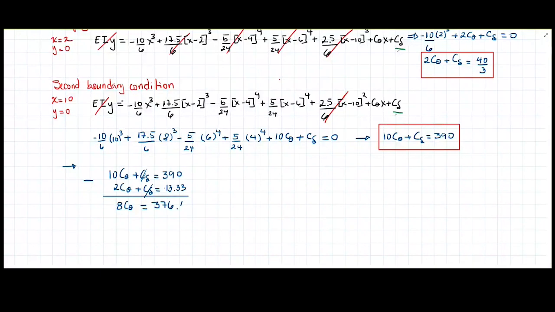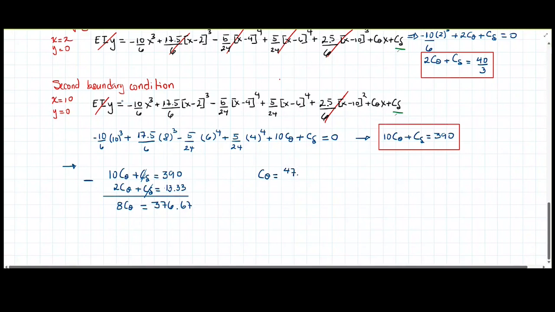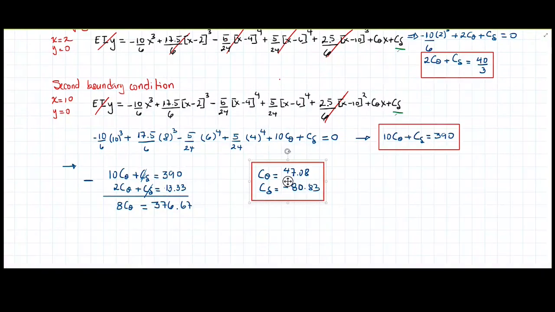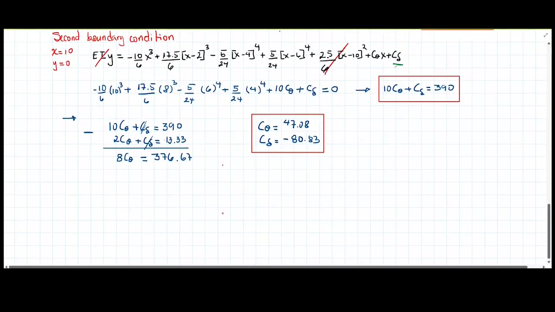It's 376.67. Then if you do the whole math in this, you're going to find out that C theta is going to be, in the end, 47.808, and C sigma is going to be equal to minus 80.83. Okay, let's put a box on this one. Finally, we can build the deformation equation and the rotation equation if we wanted to.